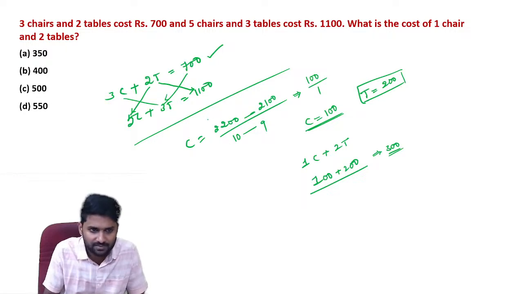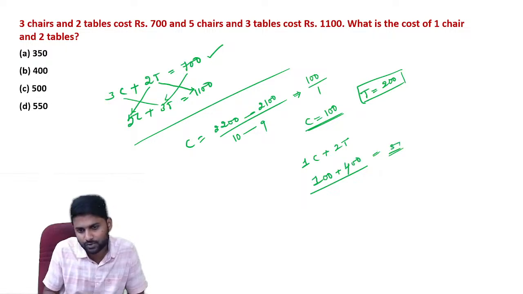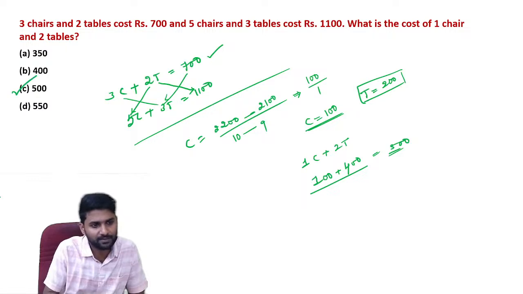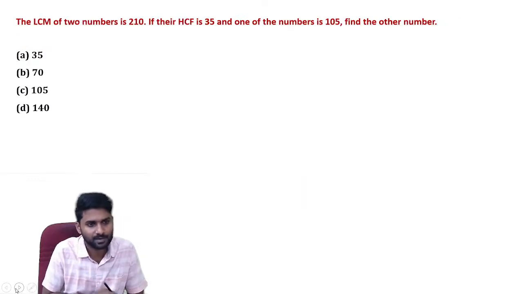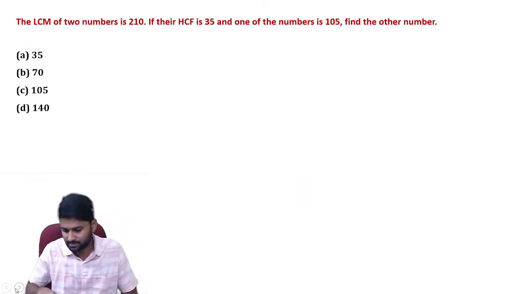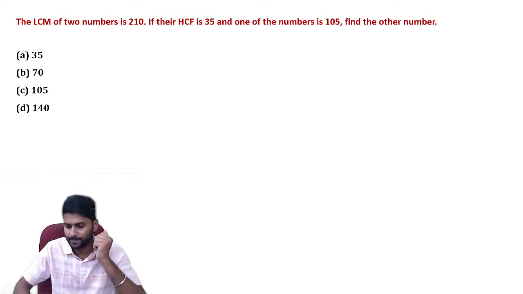Let me check once. One chair and two tables. Yes, we have two tables, it's 400 rupees. Then the total value is equal to 500. Next, go through this question.